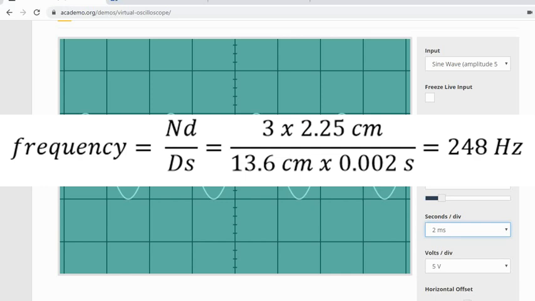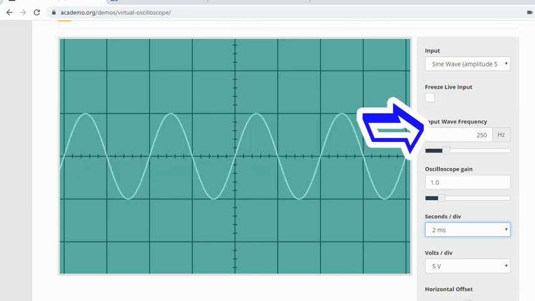And the units of that 248, that's inverse seconds. That's the same thing as a hertz. So I've measured the frequency of this wave to be 248 hertz. And hey, look over here at the input wave frequency, 250 hertz. That's really close. So I know that I'm doing this method pretty well. I got really close to the appropriate answer. 250 hertz is what it should be. I measured it to be 248 hertz.